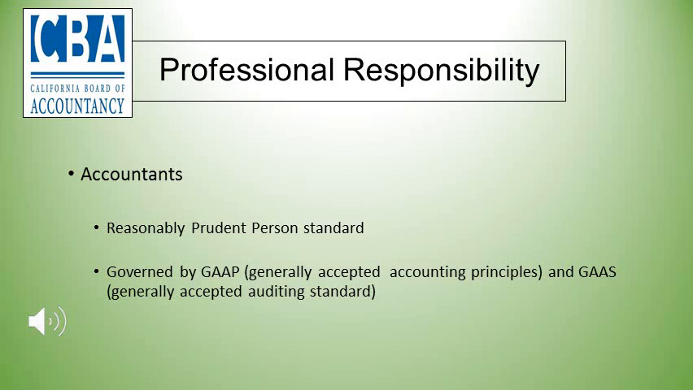Now, the accountants are governed by GAAP and GAAS, generally accepted accounting principles and generally accepted auditing standards. Basically, these particular standards define what a reasonably prudent accountant would do in certain circumstances. So it is helpful that you have these type of standards to be able to define what is appropriate for an accountant to do. So if I were to ask you a question like, what is the standard of care for accountants? Your answer would be that of a reasonably prudent accountant using GAAP and GAAS.